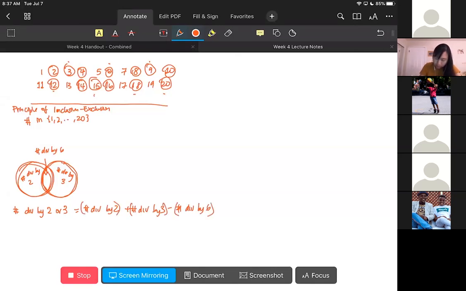And to count each of these, we can basically divide 20 by 2, by 3, by 6 and round down. So here we have 20 divided by 2. This is the floor symbol, which kind of means you round down to the nearest integer. This is 20 divided by 3, and this is 20 divided by 6. So here we have 10 plus 20 divided by 3 is 6 point something. So we plus 6, and then 20 divided by 6 is 3 point something. So this gives us 13 as well.